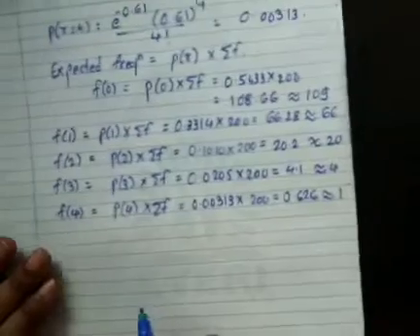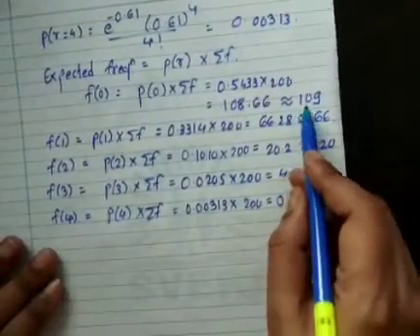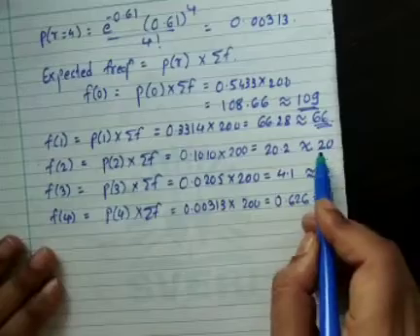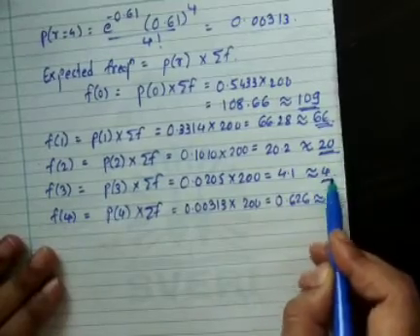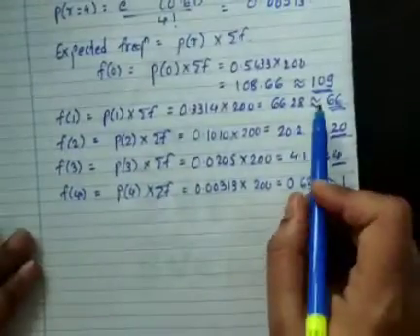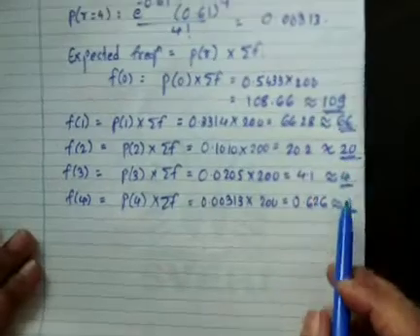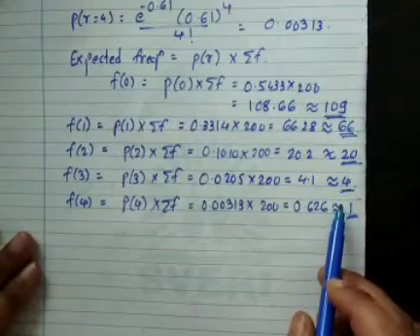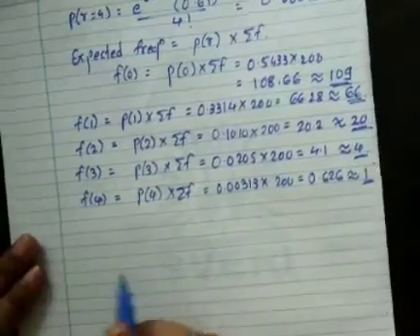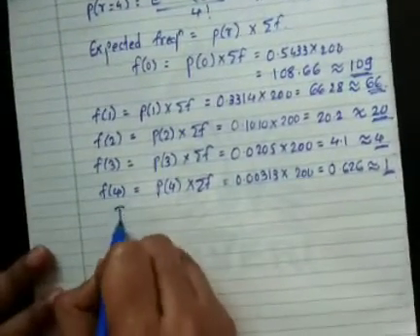And we have to check all the frequencies summation. If the summation of F, which is originally 200, is retained, then we are through. So check it, is it 200? Yes, it is 200, so we are correct.